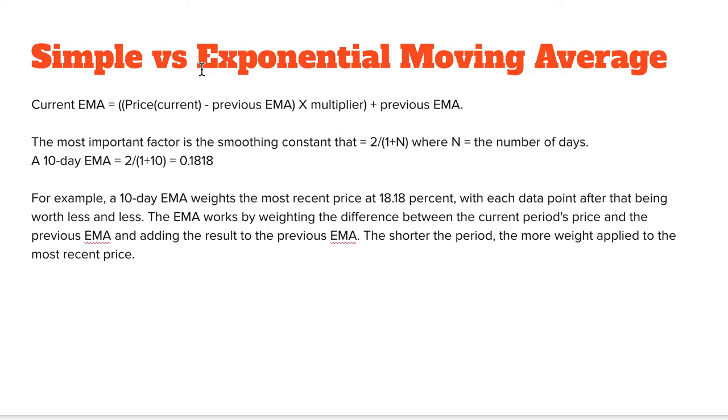Now, simple versus exponential moving average, right? Simple, we did: for a 5-day moving average, you add the last 5 days' closing prices and divide by 5, you get the value. If you want to calculate the EMA, this is a bit more complicated, right? Now, is the difference really that significant, the SMA versus the EMA, or the simple moving average versus the exponential moving average?